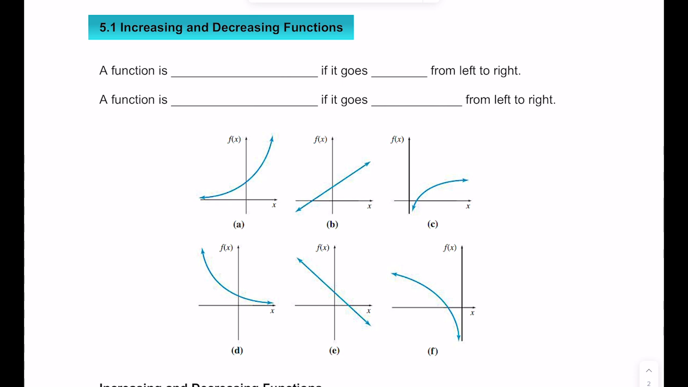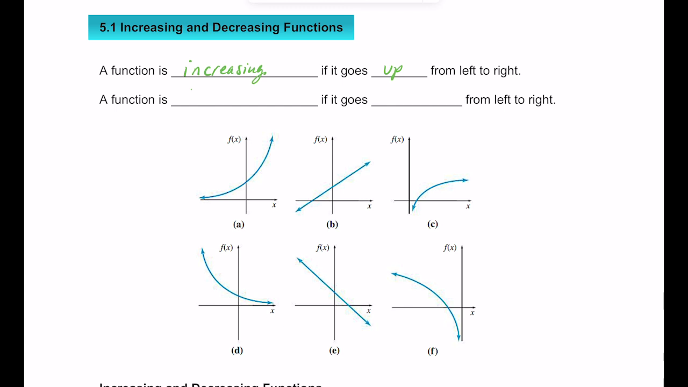So we know that a function is increasing if it goes up from left to right. And you can see some increasing functions here. As you read the graph from left to right, you can notice that the graph is going up. So as x is increasing, y is also increasing.